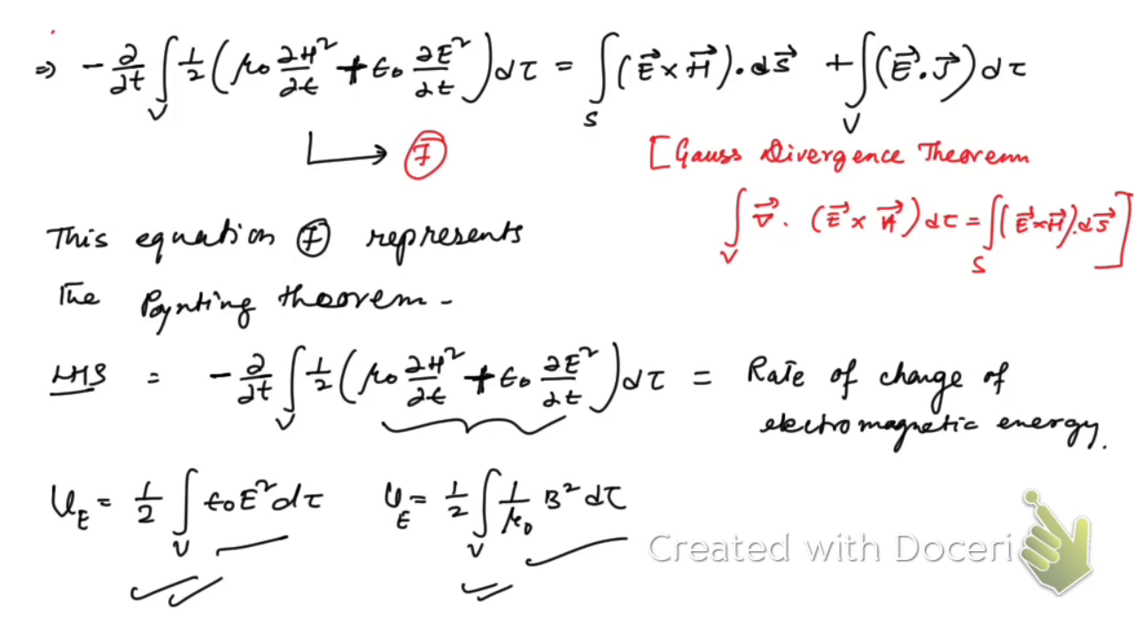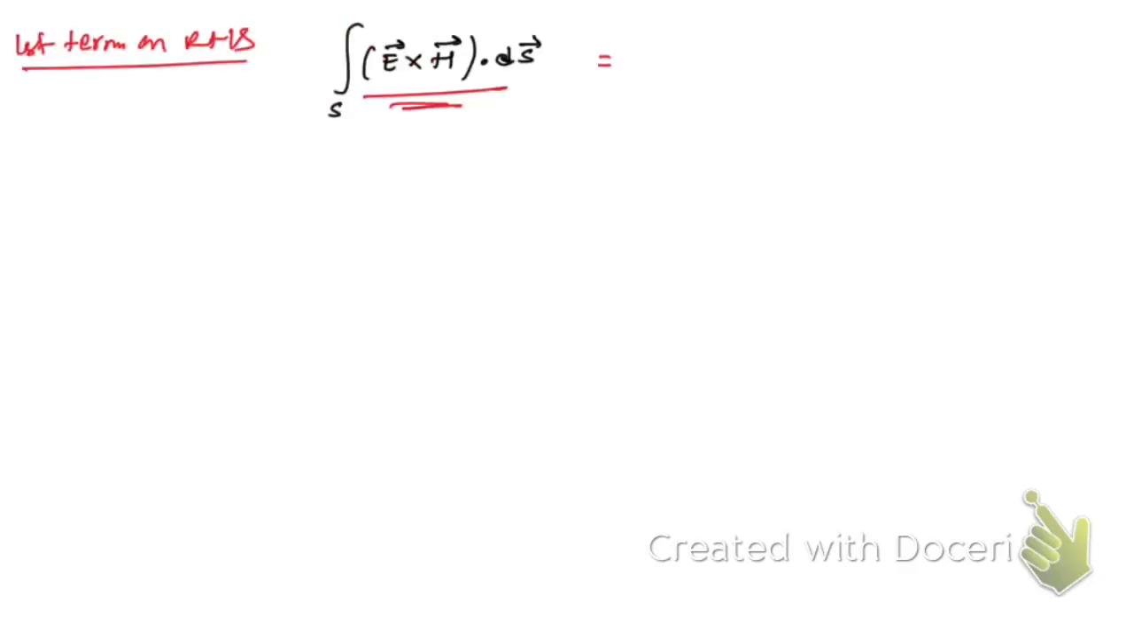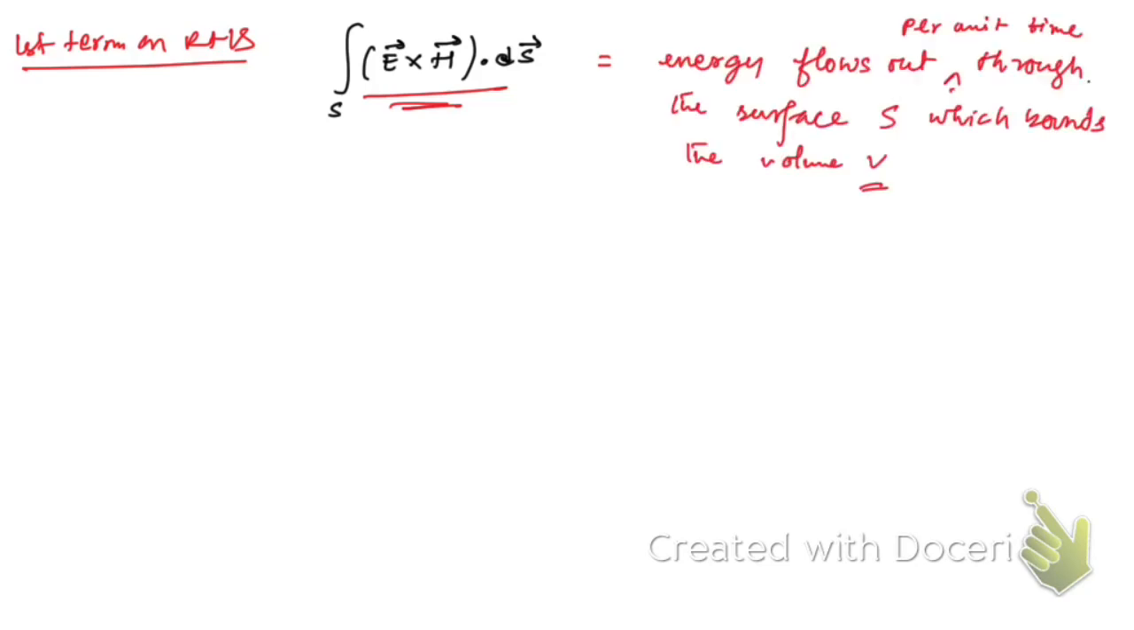So now what does this term represent? Let me go to a new slide. Here you see the first term on the right hand side. This represents the energy that flows out per unit time through the surface S, which bounds the volume V. And this E cross H is nothing but the Poynting vector.